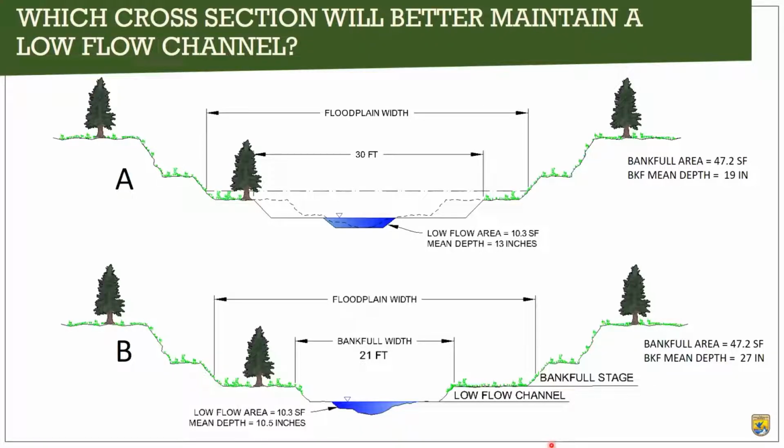So yeah, the majority of the folks got this right as well. Cross-section B is going to better maintain the low flow channel because cross-section A is over widened and we're going to expect aggradation to happen. Even though this aggradation may not happen at the low flow, because the low flow area looks fine, the sediment transport that happens up to the bankfull discharge, and that's where the majority of sediment transport happens, is going to cause this channel to aggrade.